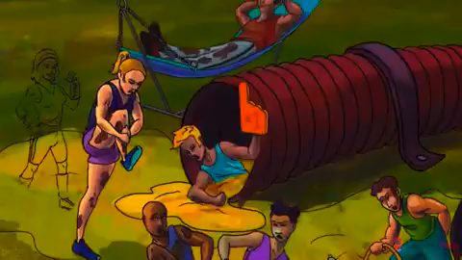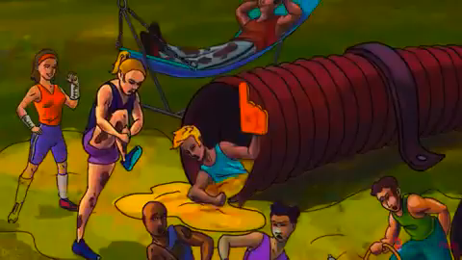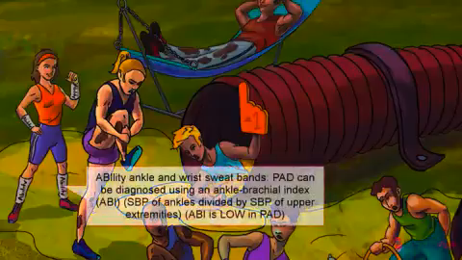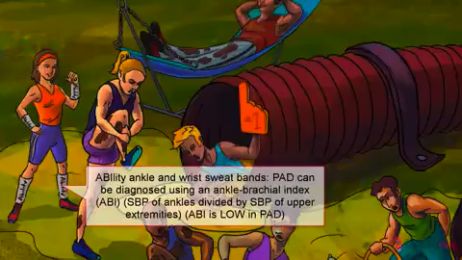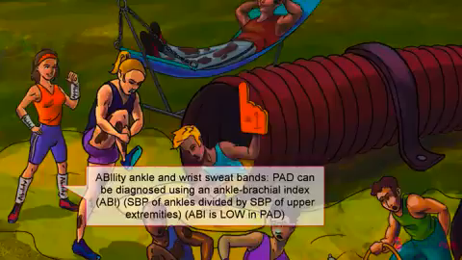PAD is often diagnosed by comparing the blood pressure in the upper extremities to the same measurements in the lower extremities. To do this, blood pressure is taken at both ankles and in both arms. And in this scene, it's represented by 4 sweatbands, 2 on the arms and 2 on the legs. The systolic blood pressure in both ankles is then divided by the systolic pressure in the arm, giving you the ankle brachial index. A normal index is around 1.2 due to the effect of gravity on the column of blood in the artery, increasing the blood pressure in the lower extremities.